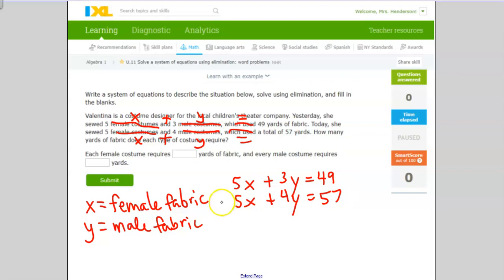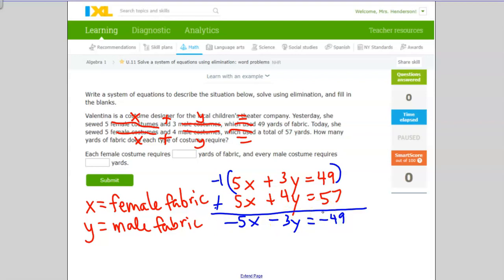So I'm going to use elimination to solve this system, right, which is when you add the two sentences together. But by doing so, I wouldn't eliminate any of the variables. So I'm going to multiply the first one by -1. When I do that, it gives me negative 5x minus 3y equals negative 49.